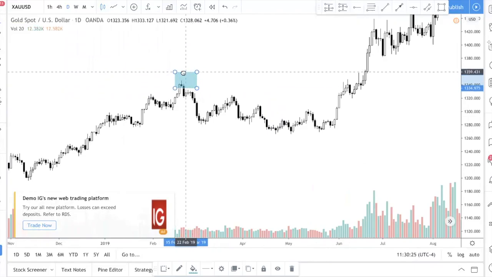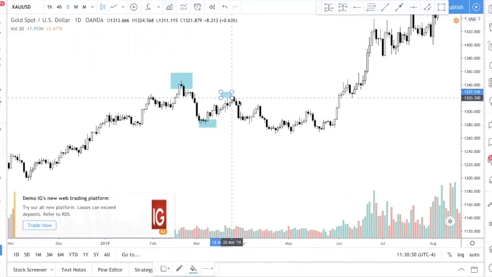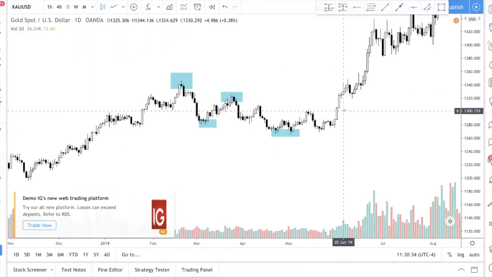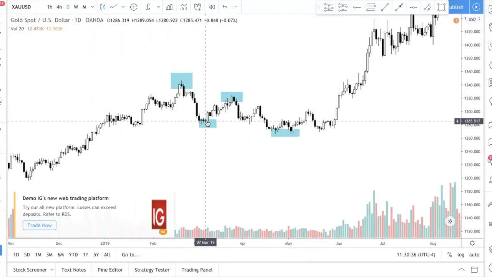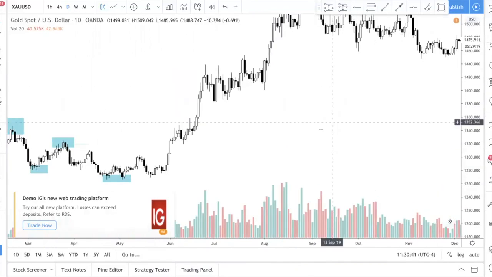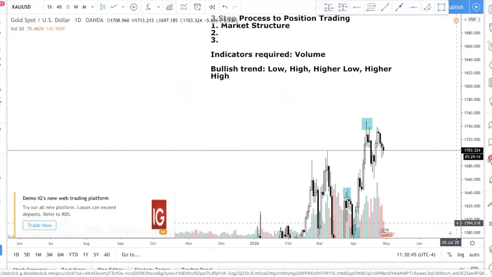Okay, then you have a low, right? You have a lower high, and then you have a lower low. Okay, so that's a very simple concept. You have a high, you have a low, lower high, lower low. Okay, so let me just write this out, and then we can move on.